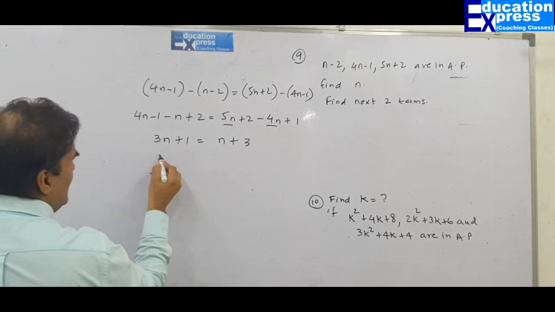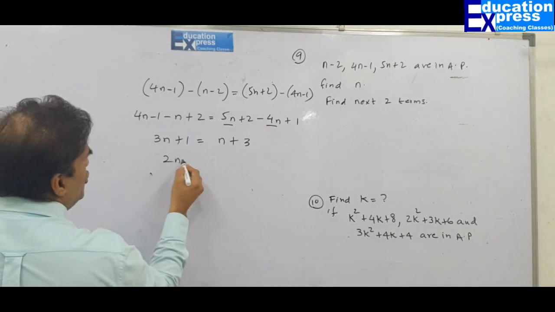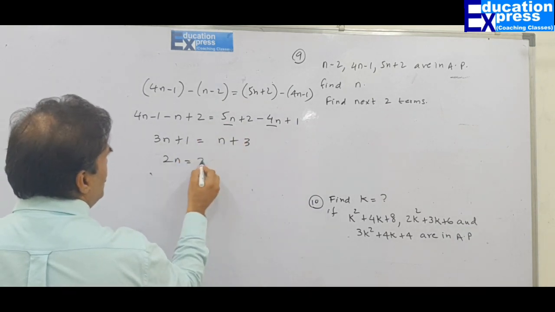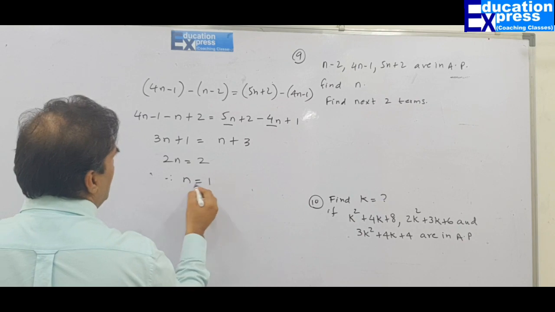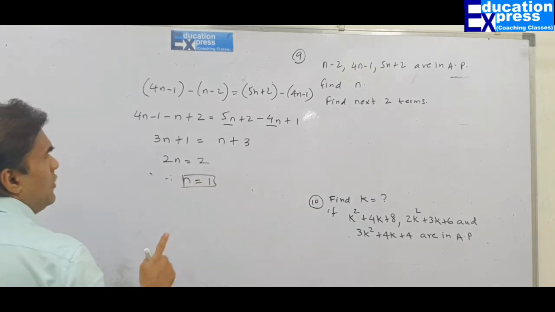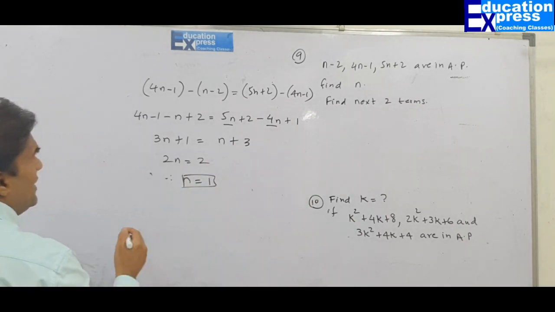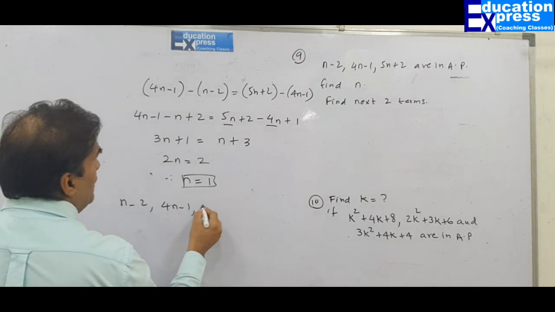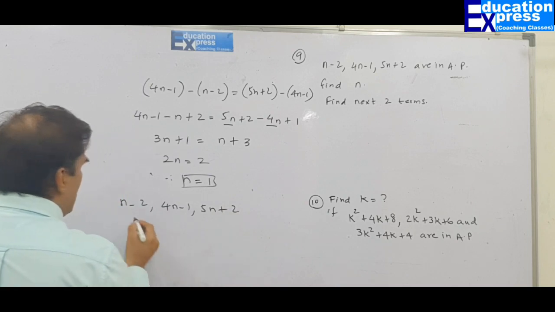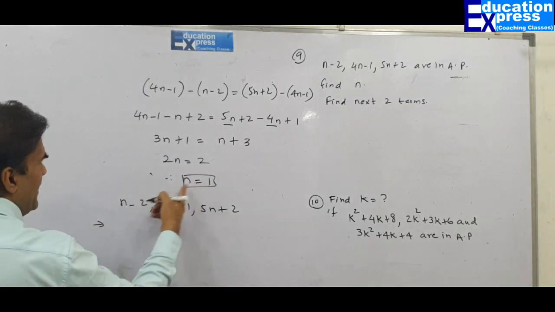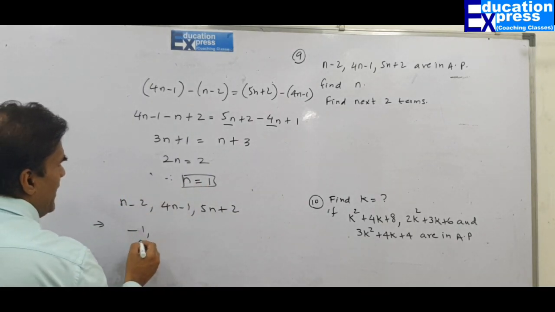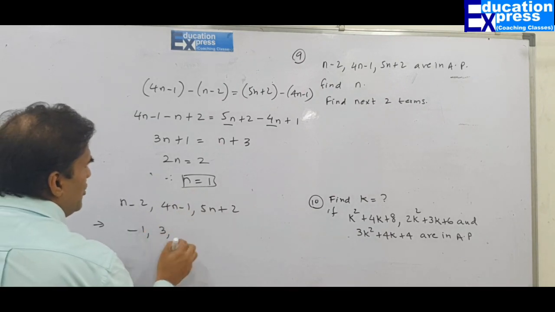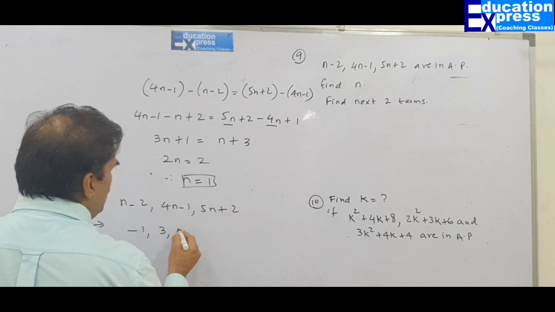Shift this n on this side, so 3n minus n, 2n. Shift this one on the other side, so 3 minus 1, 2. Therefore, n equals 1. So, can you find out the series? Yes, sir. n minus 2, 4n minus 1, 5n plus 2. When I substitute the value of n as 1, 1 minus 2, minus 1. 4 into 1, 4, 4 minus 1, 3. 5, 5 plus 2, 7.